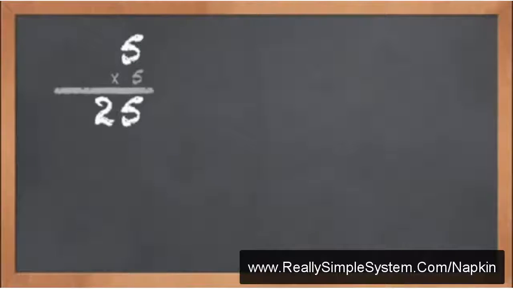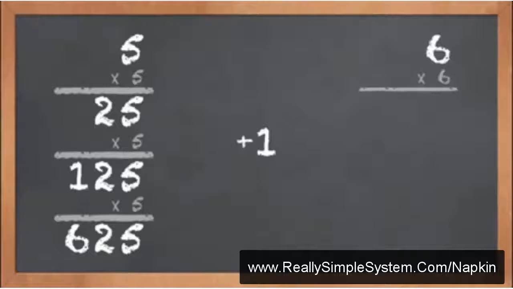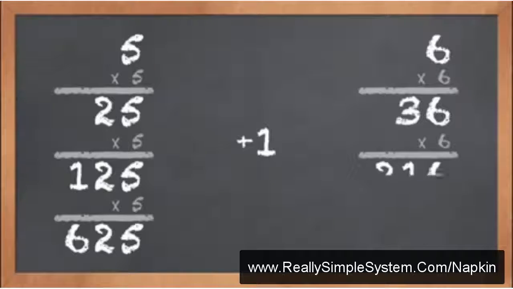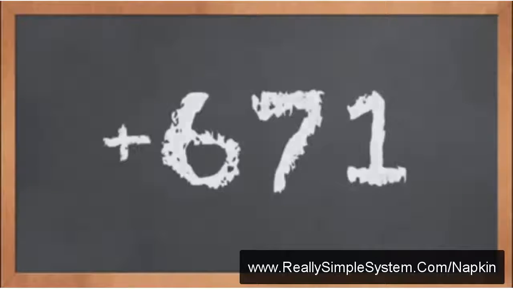Now let's fast forward this to having sponsored 5 people. 5 goes to 25, 125, 625. Now notice what happens here when everybody sponsors 1 more. Now you have 6, 36, 216, 1,296. So the difference between 1,296 and the 625 is 671.